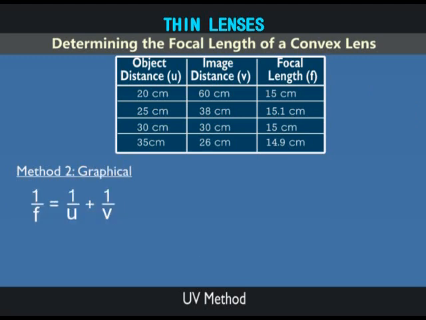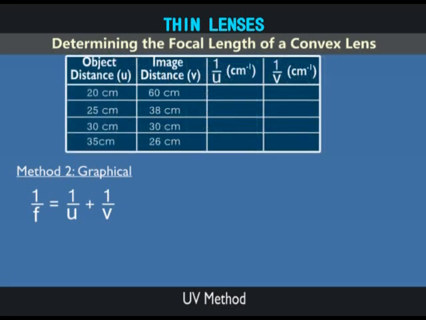Let's try the second method, the graphical method. In this method, instead of calculating the value of F, we find the values of 1 over U and 1 over V. So in the first row, 1 over U is 1 over 20, which is equal to 0.05. In the second row, 1 over U is 1 over 25, which is equal to 0.04. Suppose we obtain a table like this one.